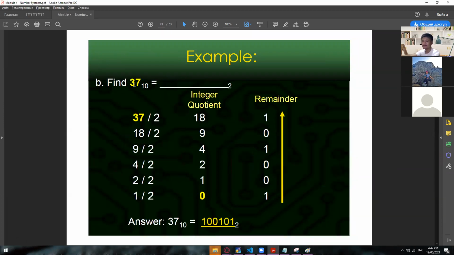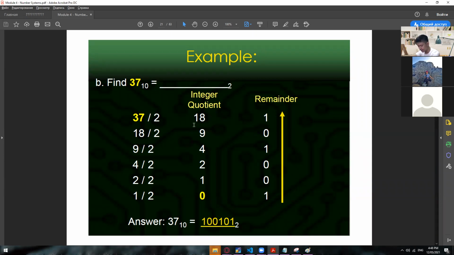Let's have more examples. Letter B: find 37 base 10 into base 2. Let me just check how many minutes we have left. Where is the time stamp? Okay, we still have 6 minutes remaining, so we can still finish this one.